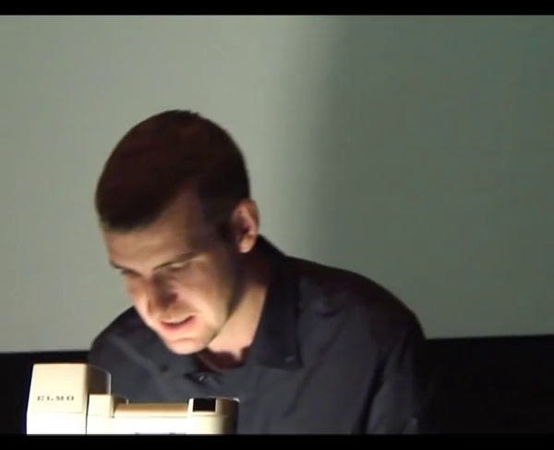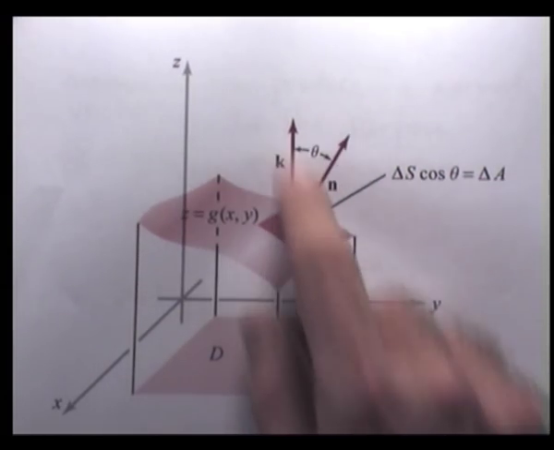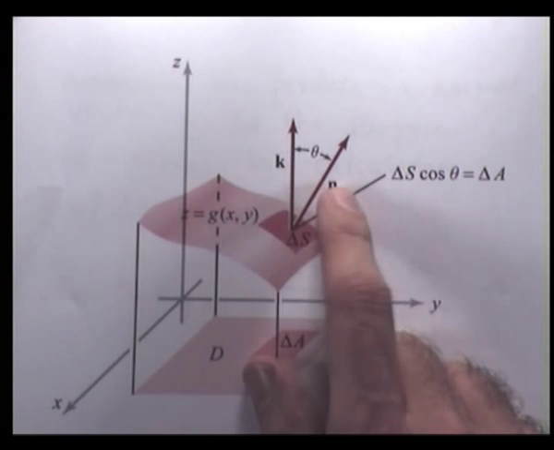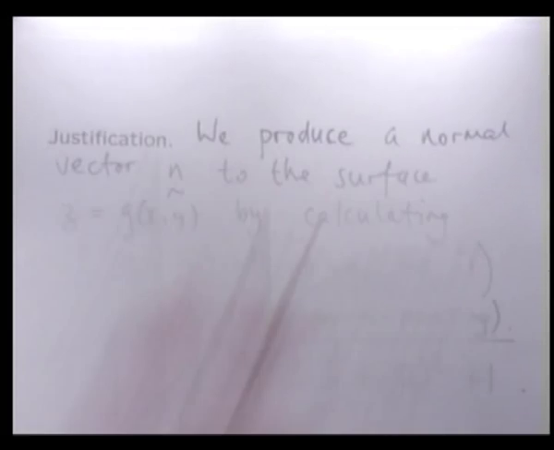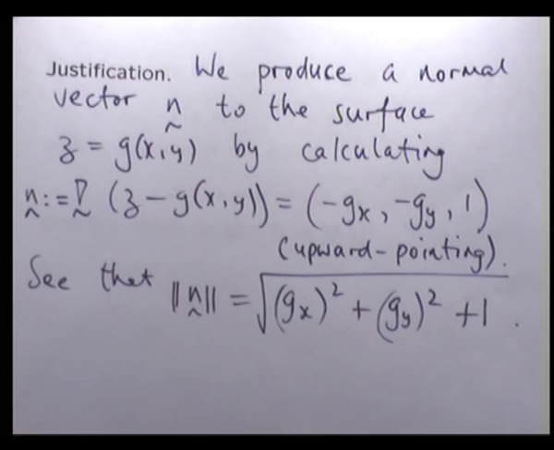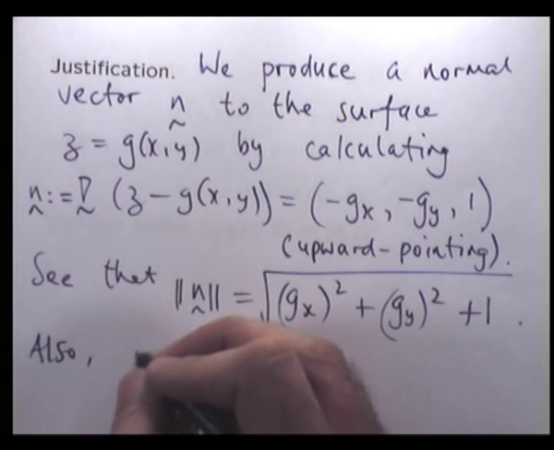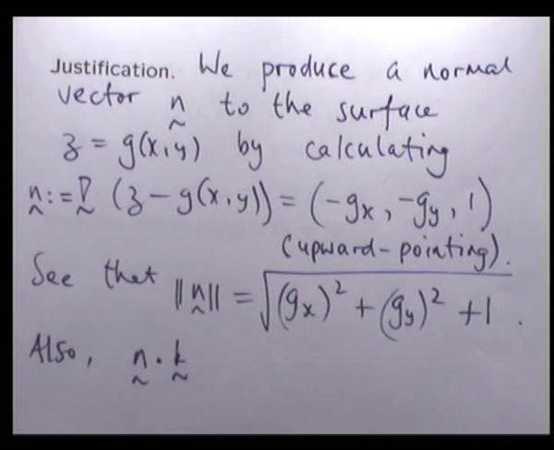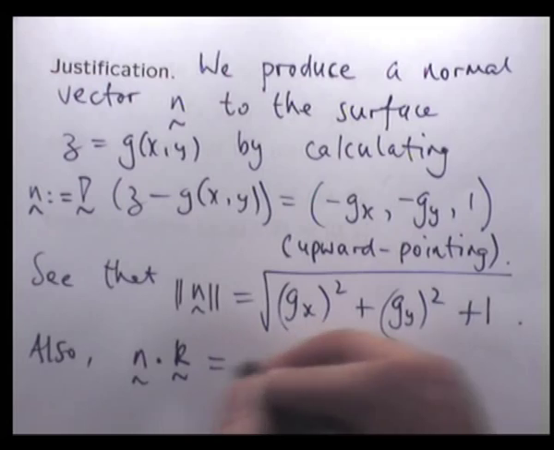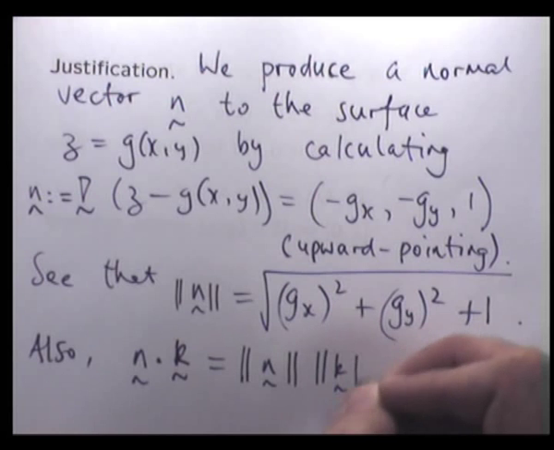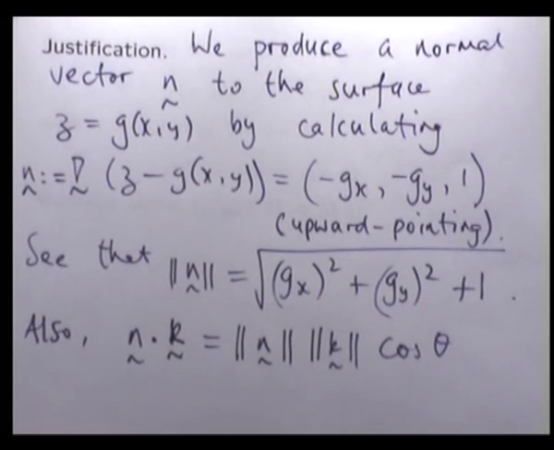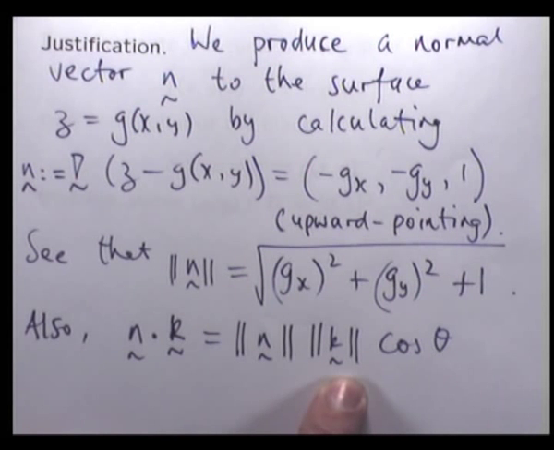Well, if we have two vectors here, we know that the dot product of these two vectors is just the magnitude of each vector times the cos of the angle between the vectors, right? Just the standard dot product. So, if k is the vector 0, 0, 1, then the dot product of these two things is the following.